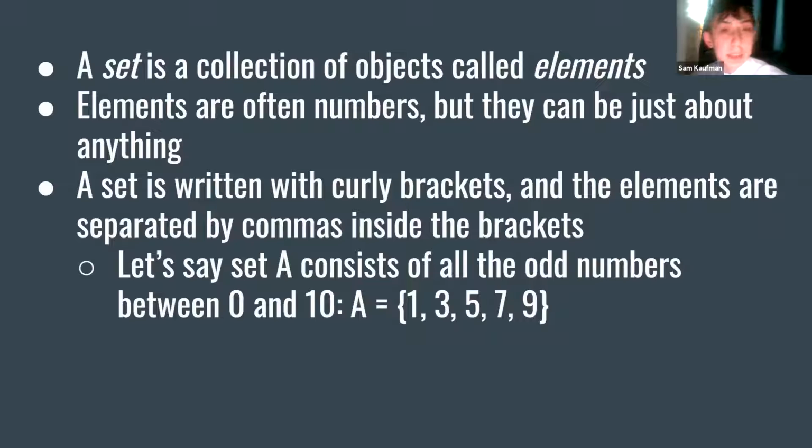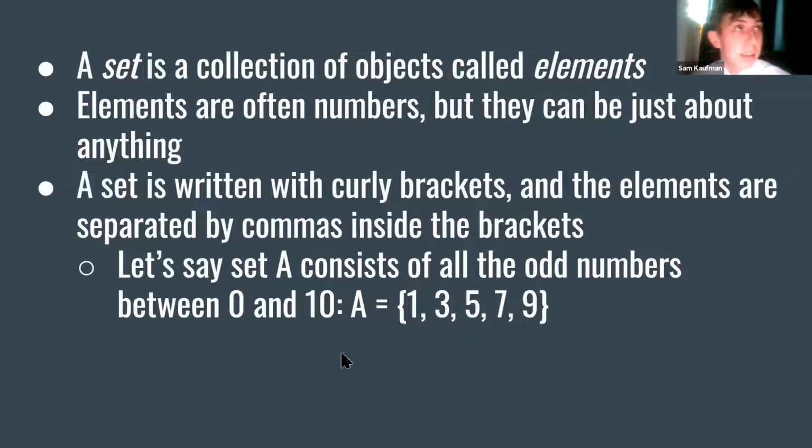So a set is a collection of objects called elements. They are often numbers, but they can really be anything. It could be words or just things. The way you write a set is you use curly brackets, and then you put the elements in the set inside the brackets separated by commas.